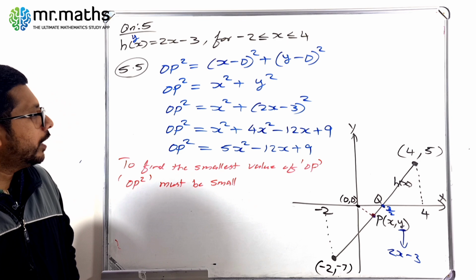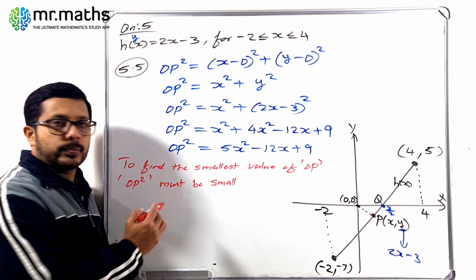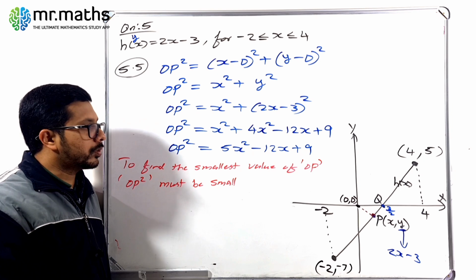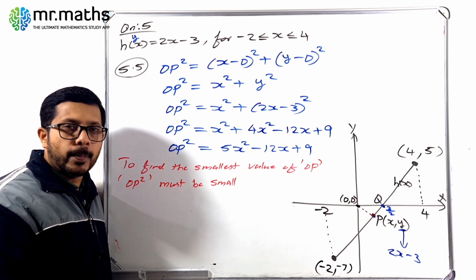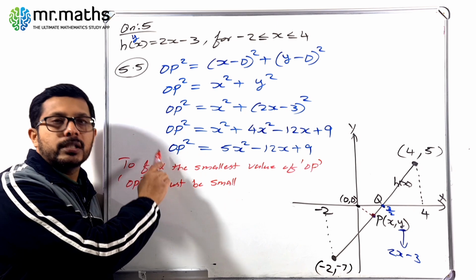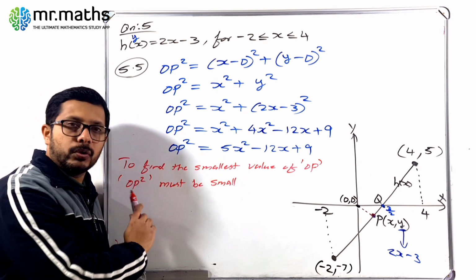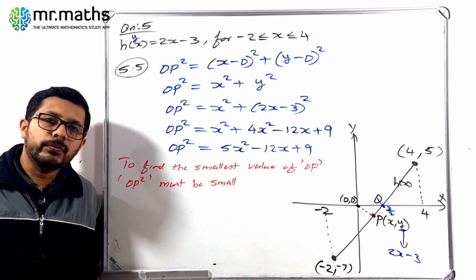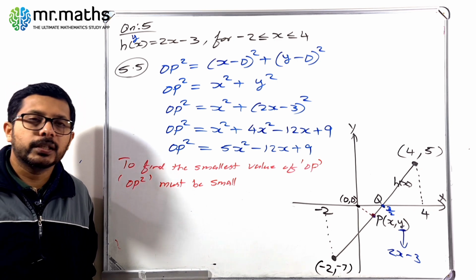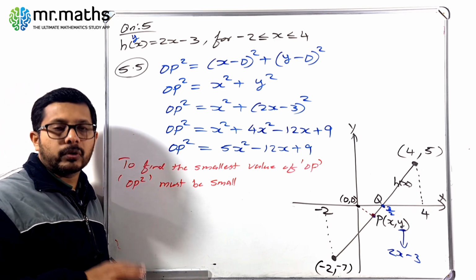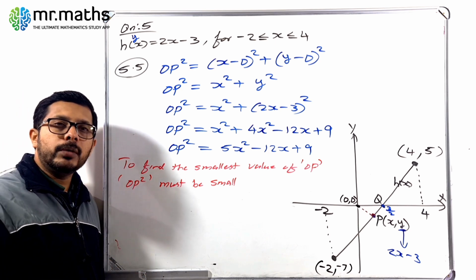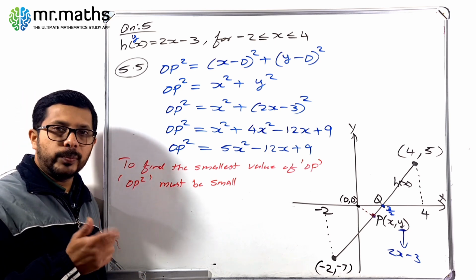Okay, so now I'm thinking I got an expression for OP, that is OP square is equal to 5x square minus 12x plus 9. Okay, so I have to find the smallest value of this OP square. That is going to be the smallest value of OP also. Okay, so how can I find the smallest value, the minimum value of OP? Smallest means minimum or closest. Okay, so how can I find the minimum value of that distance OP?